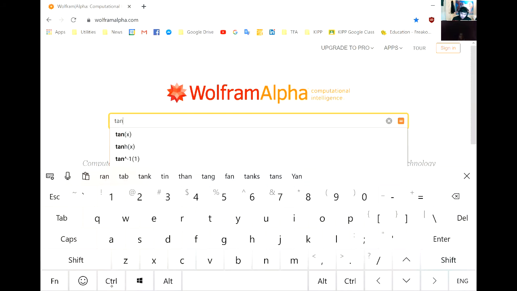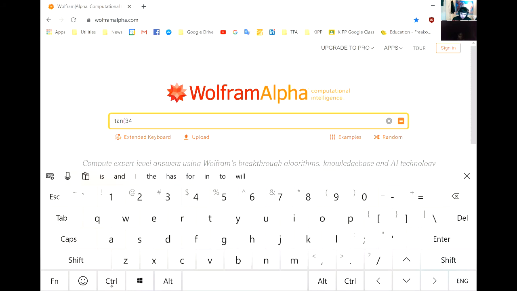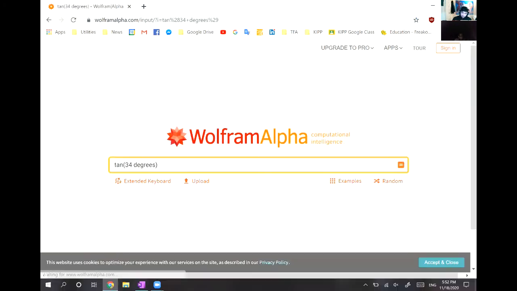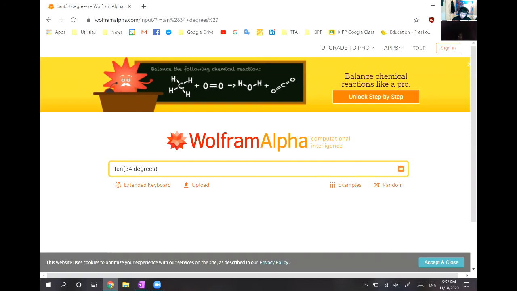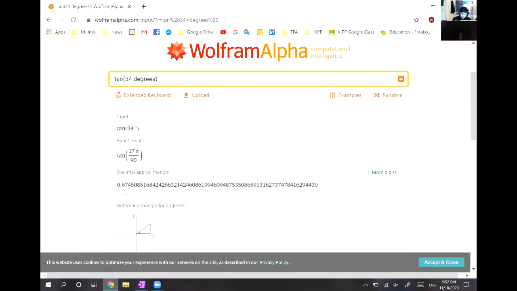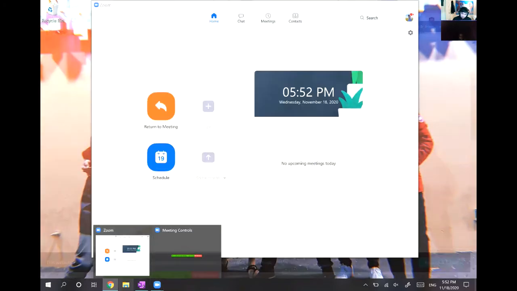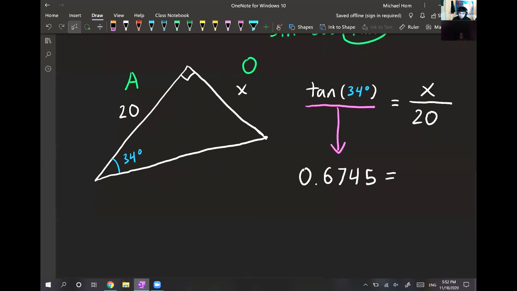I'm going to type tangent of 34 degrees. The key being to write degrees, right? Because if you don't write degrees, it'll give you some weird number. And we see down here, the decimal approximation is what we're looking for. So 0.6745, and then what do I do from here?